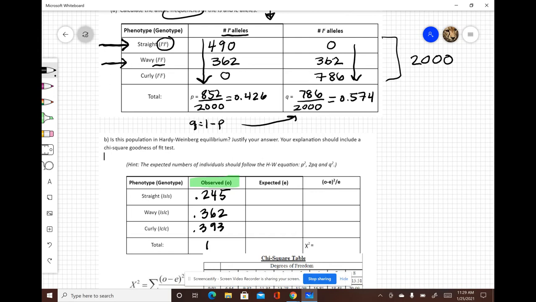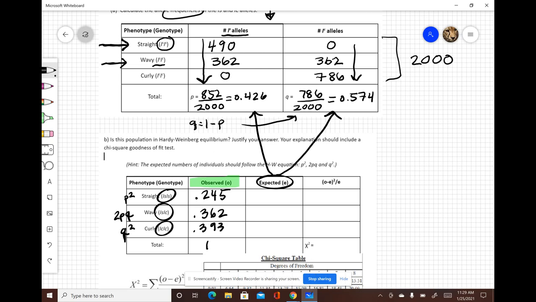When I need to find my expected information, I'm going to be using my P and my Q calculations, right? Because straight hair is associated to P squared. This wavy is going to be our 2PQ, and then curly is Q squared.